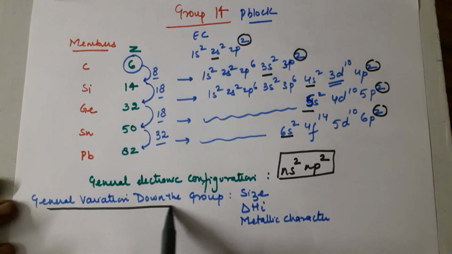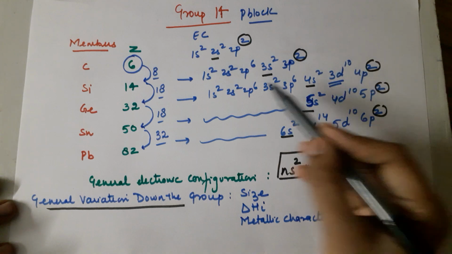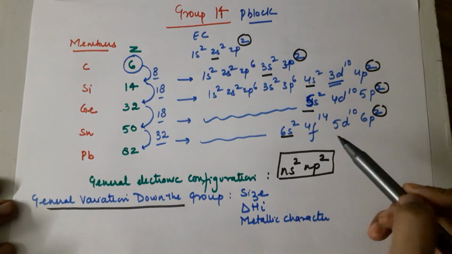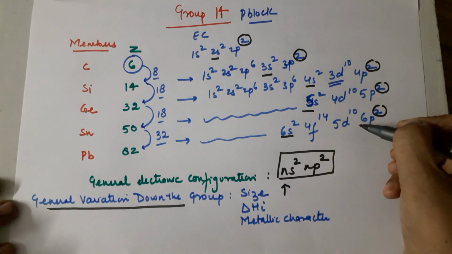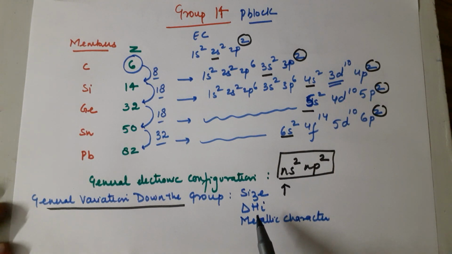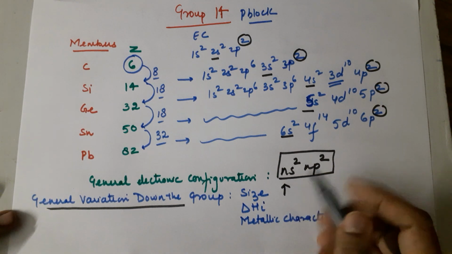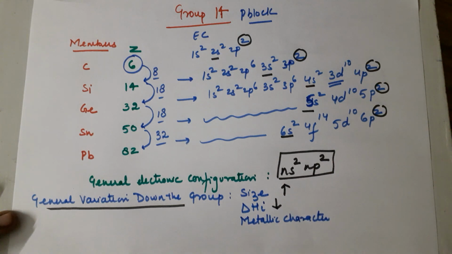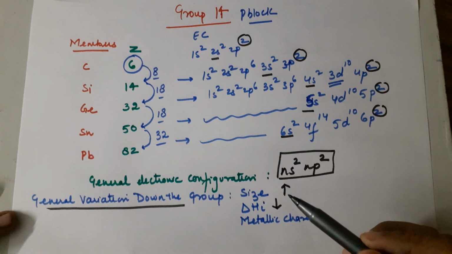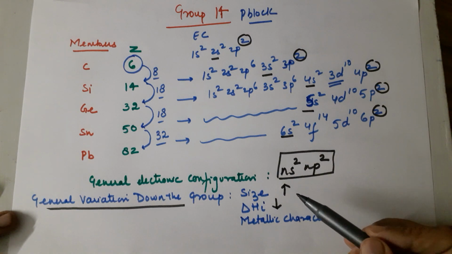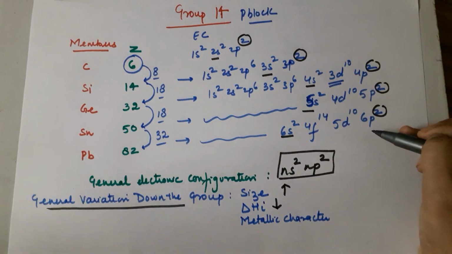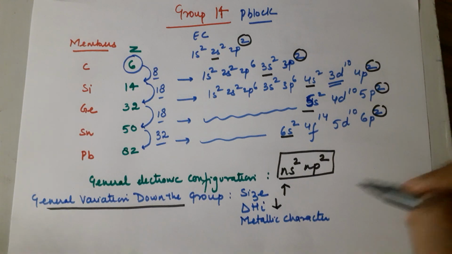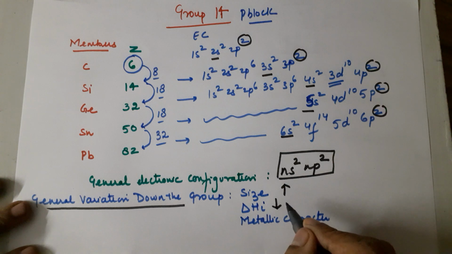General variations as you move down the group. As I move down the group, as you can see, a shell is being added. Generally speaking, the size always increases on moving down the group. Now what about ionization energy? Ionization energy is inversely proportional to size. So if the size is increasing, your ionization energy down the group always decreases. This is the amount of energy required to remove the most loosely bound electron from an atom. Since the size is increasing, the outermost electron moves away, so it's easier to remove. So the energy required is less.